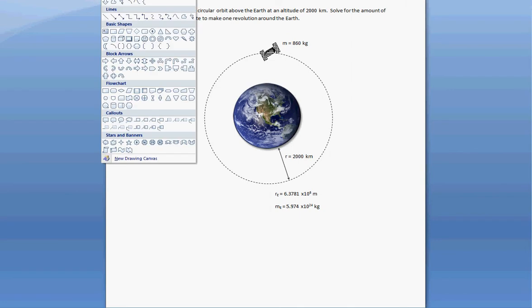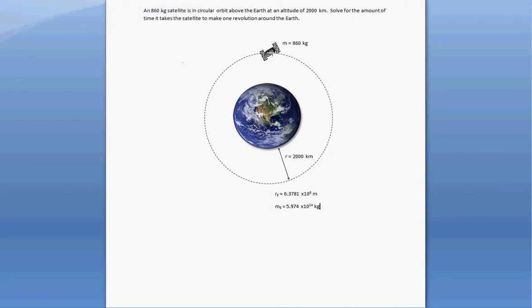So I'm going to look at the forces acting on our satellite. Well, we have the force of gravity, Fg, pulling down on the satellite, and actually that's it. If you look at the satellite, you have gravity pulling down and there is nothing else acting on it. So what we have is that the net force is equal to Fg.